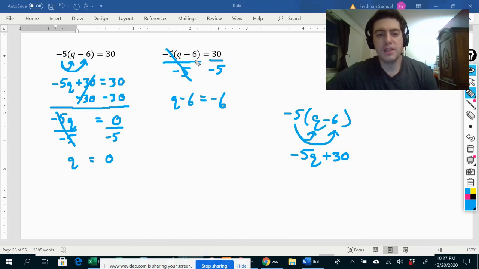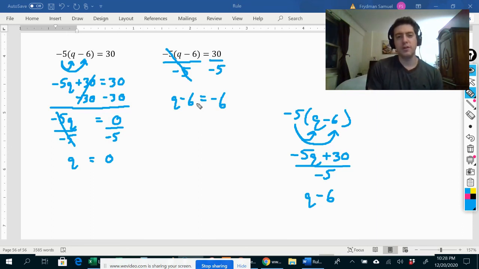So because this expression is really equal to -5q plus 30, this expression and this expression are equivalent. So that means that when we divide by -5, like we wrote over here, -5q divided by -5 is just q. And if I do 30 divided by -5, I get -6. So you can see that that rule that I told you before, that if you multiply or divide, you have to do it to every single term, that rule is correct.